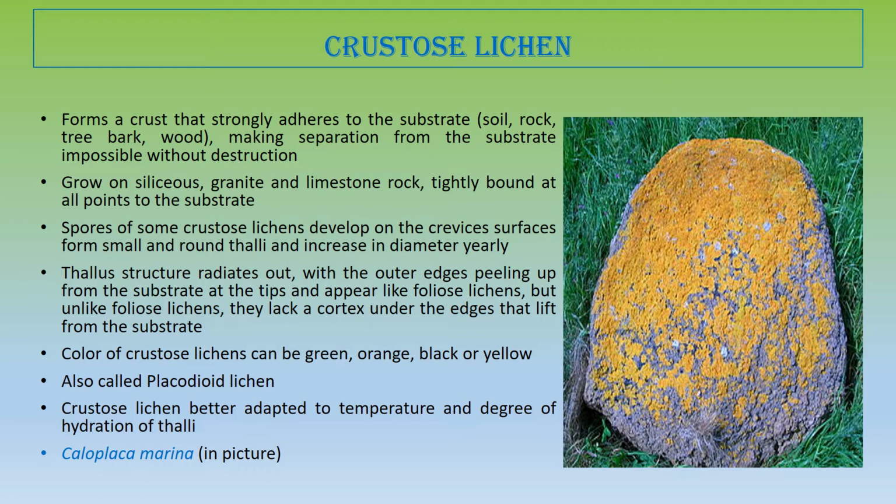And during the arid condition, when the margins peel up, they give areole-like structures, and this areole-like structure is called rimose or areolate, and the entire lichen is then also called a placodioid lichen. This crustose lichen is adapted to a wide variety of temperature and a wide degree of hydration.